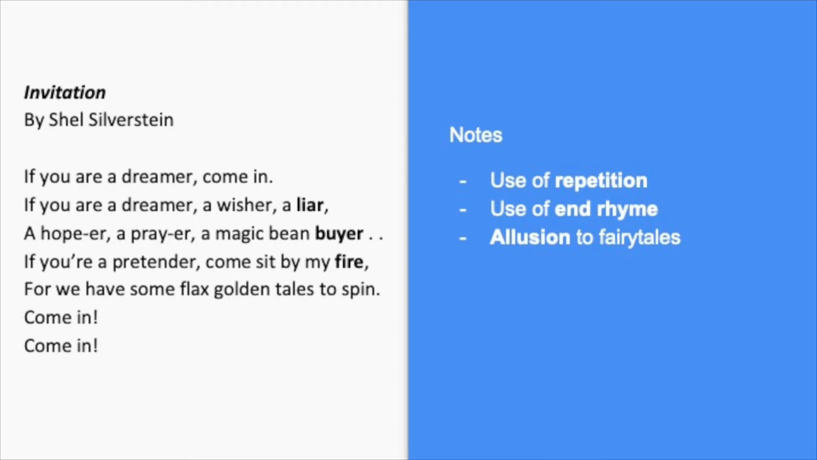So we can see from his repetition of dreamer that this poem is really about the dreamers. It's about people who are dreaming big, who are keeping their hopes up. And at the end, he repeats "come in" with an exclamation mark. I think it's a nice end to the poem because it welcomes the reader to join in with dreaming, with being a dreamer and dreaming big.